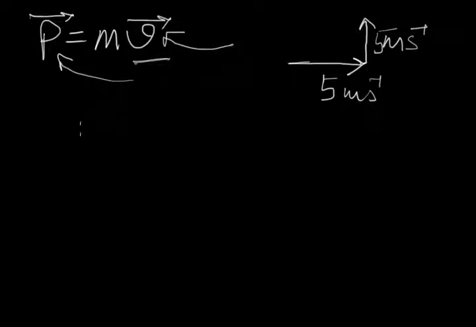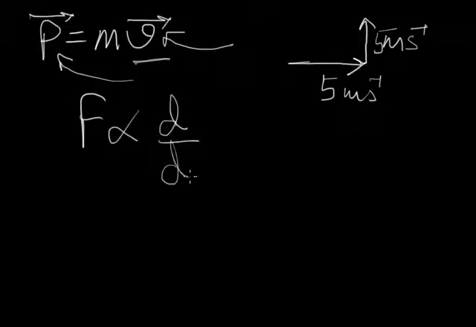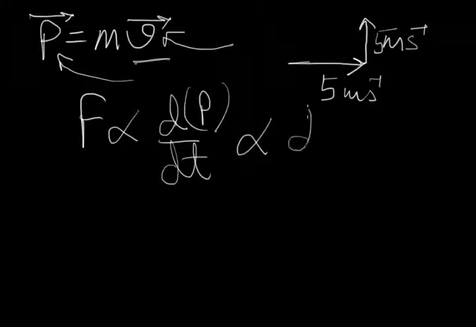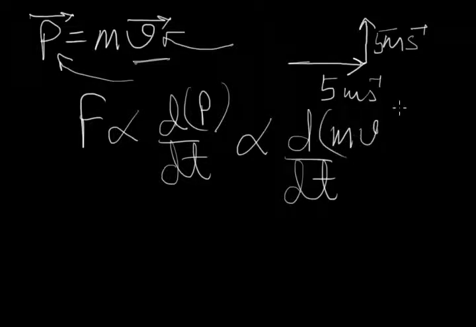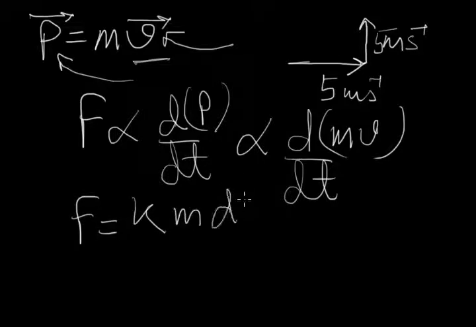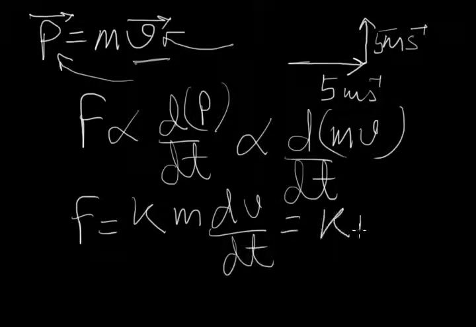Now the definition states that the force is proportional to the rate of change of momentum. In calculus notation, it is dp by dt, where we have d by dt of mv, and as you know, in most cases the mass is a constant. So we have the constant k, the mass is constant, and dv by dt is equal to acceleration. So we have F is equal to k into ma.